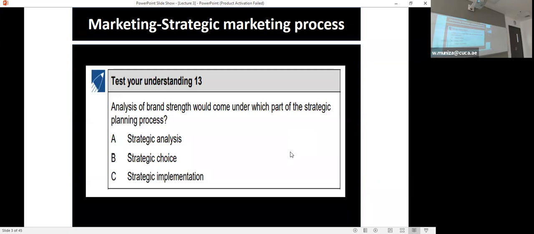Here is understanding number 13, students. Analysis of brand strength would come under which part of the strategic planning process? Analysis. In which part is it going to lie? A, very good, strategic analysis. When we are going to analyze the brand strength, we are going to analyze the competition, we are going to see the competitive advantage, whatever we are going to analyze, it will be happening in the first stage, that is strategic analysis. It is to get the broader overview of the market in which the marketing process has to be done.